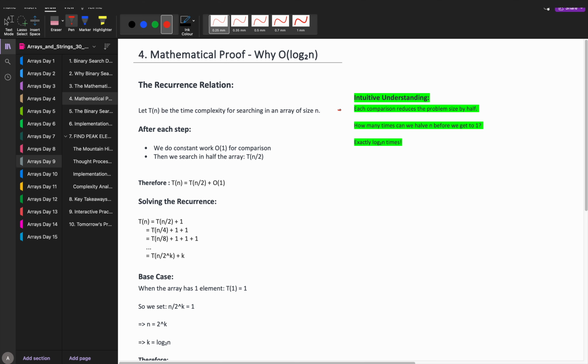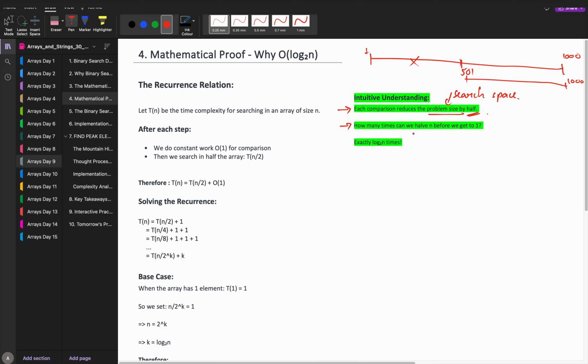Let's say each comparison reduces the problem size by half, right? What was each comparison doing? With every successive comparison, my problem size, meaning my search space, is getting reduced by half. Let's say first it was 1 to 1000. After the first step, how much is my problem space? 500. Let's say I went to the right hand side and the left was completely discarded.